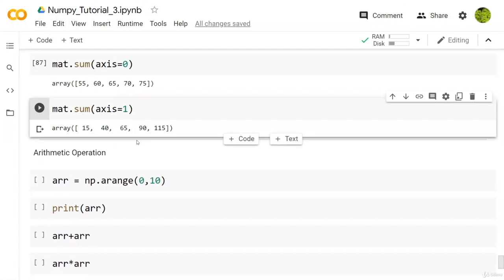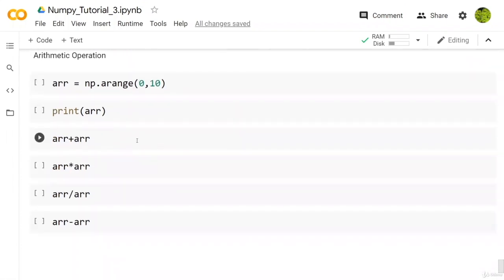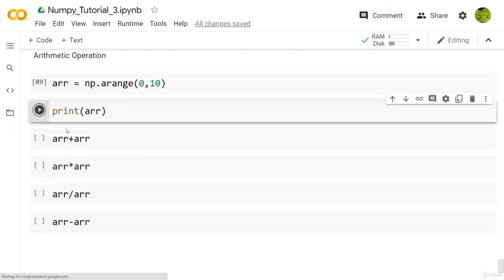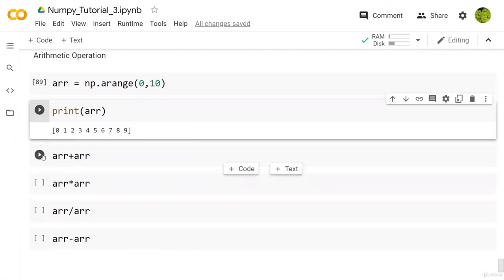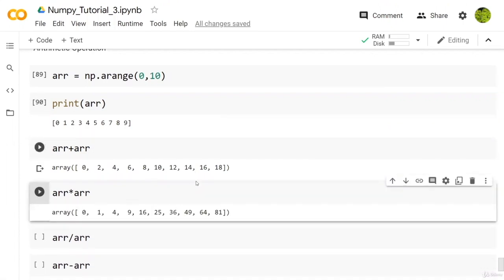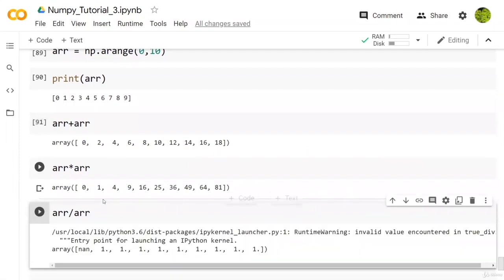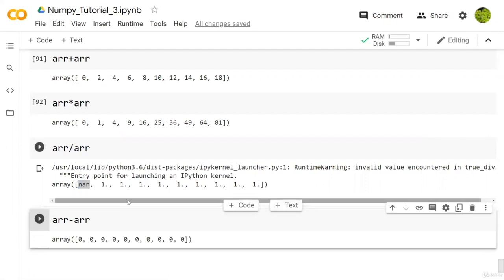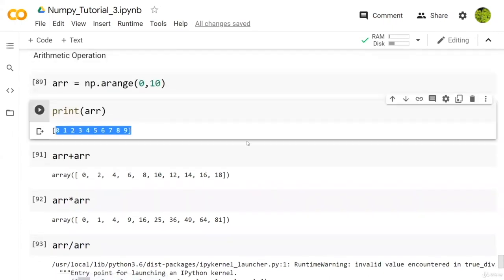Great. So now let's see more arithmetic operations which are possible with NumPy. I'm creating an array of values from 0 to 9. And I'm adding the same array to itself just to show you the addition operation. So each element will be added to each of them. You can multiply, you can divide. So 0 divided by 0 is going to say NaN, the value is missing, because 0 divided by 0 is not possible. So all elements minus all elements will be zero.